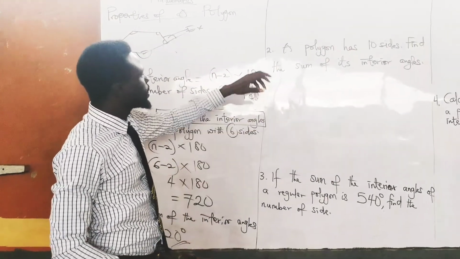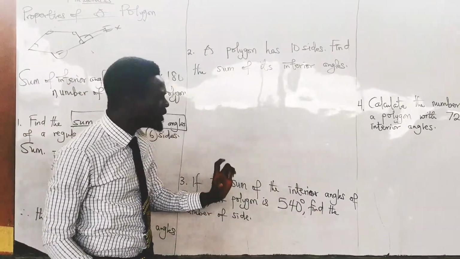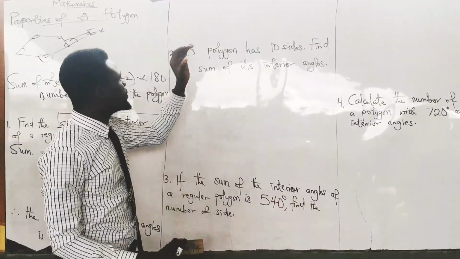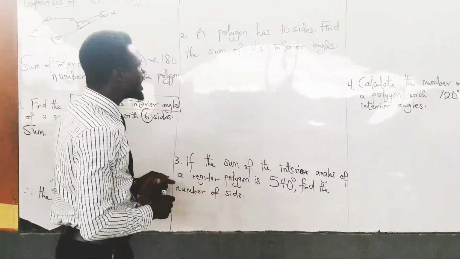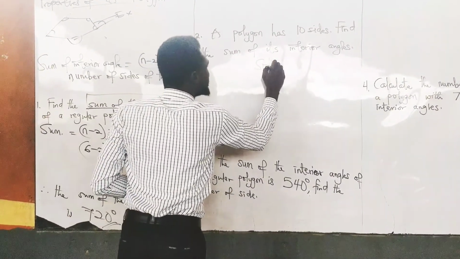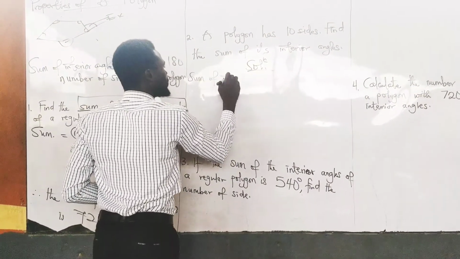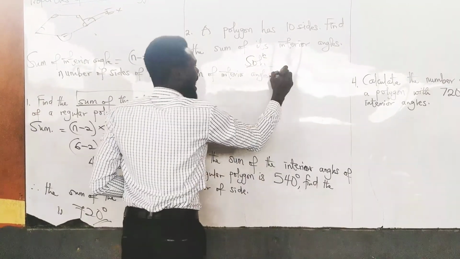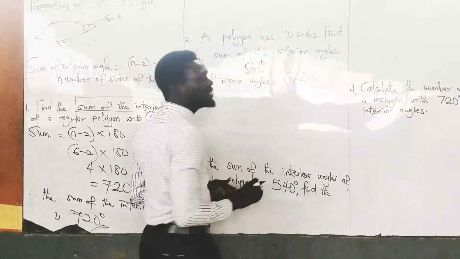It says that a polygon has 10 sides. Find the sum of its interior angles. So what are we finding? The sum of interior angles. And we have been told that the sum of interior angles is given by n minus 2, in brackets, times 180.